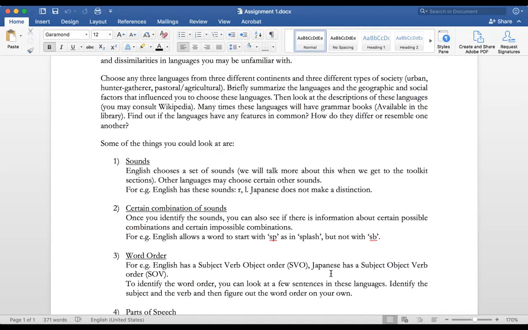So this is really going to get you started on looking into languages that are different from English or any of the other languages that you might be familiar with, like Romance languages, which are more urban societies, because a lot of people speak it. They're more urbanized languages than some of the other languages that I want you to look at for this assignment. So the 2 other societies that I've chosen for you are a hunter-gatherer society and a pastoral agricultural society.